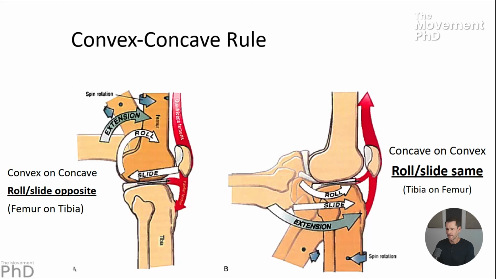Now I ask myself that final question. I have the rule, and now I ask myself the directional question. In this case, my tibia is moving anterior. So I know my roll is anterior, and because of the rule, roll and slide being the same, the slide is also going to be anterior.